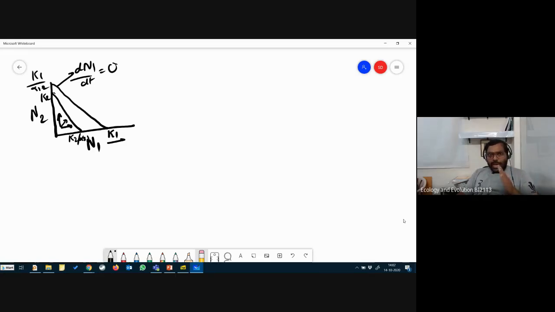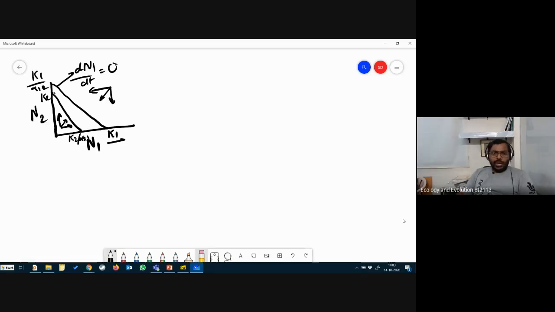Exactly how this vector looks will depend on the magnitude of this vector and the magnitude of this vector. But the basic point to note over here is that both N1 and N2 are going to increase in size. Similarly, in this zone, you are above both isoclines. Therefore, N1 will decrease, N2 will decrease, and your resultant vector will be somewhat in this direction.